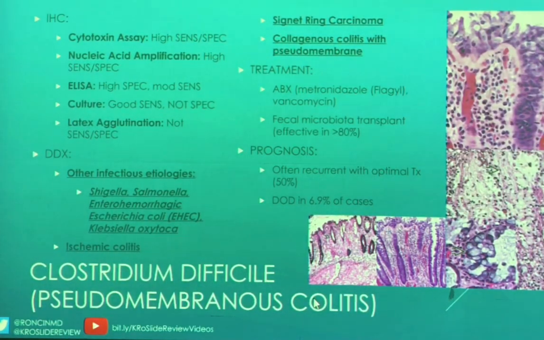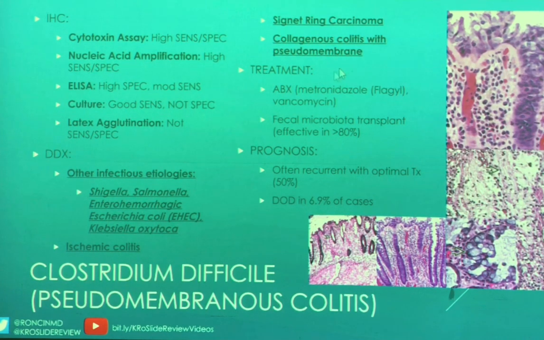So for assays, there's lots of things that you can do. Your cytotoxin and nucleic acid amplification are probably your best tests. Okay, we learned about latex agglutination, but it's really not a good test for C. diff. You want to compare it to other infections, so these are the most common things to be confused with C. diff. Ischemic colitis is in there, signet ring carcinoma, of course, because we have the signet ring type degeneration, as well as collagenous colitis with pseudomembrane.